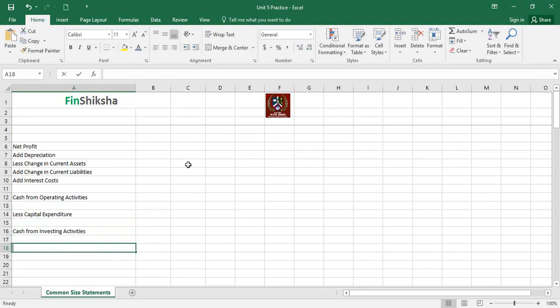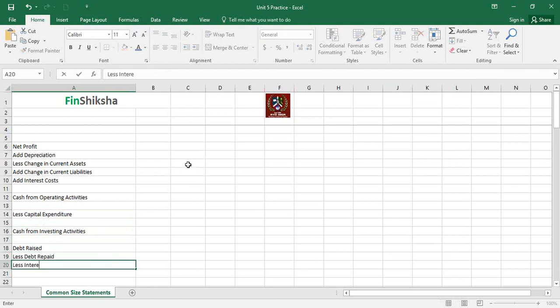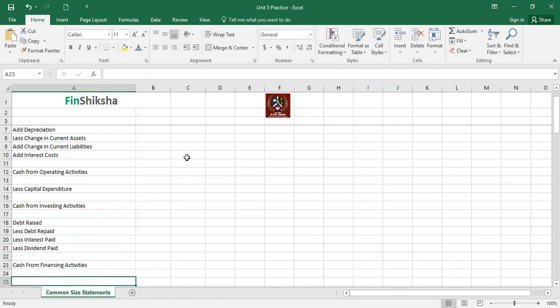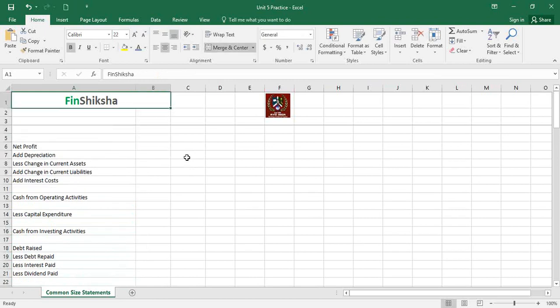Then we say net debt, or let's put it debt raised, less debt repaid, if they have repaid any, less interest paid, less dividend paid, right? If there is dividend tax, that also comes here. So cash from financing activities, and then we get the total cash flow. Let's put in the numbers, right?